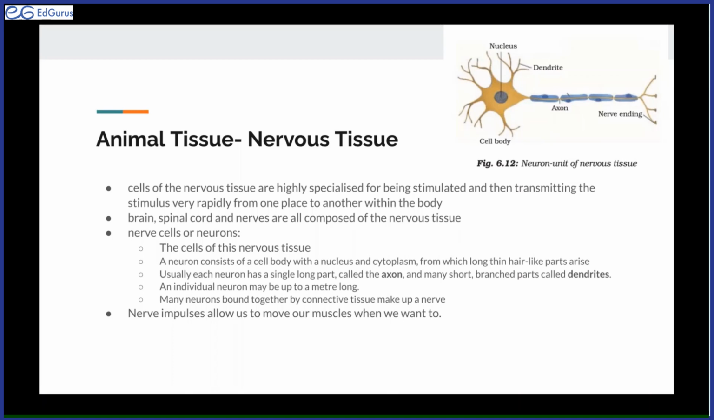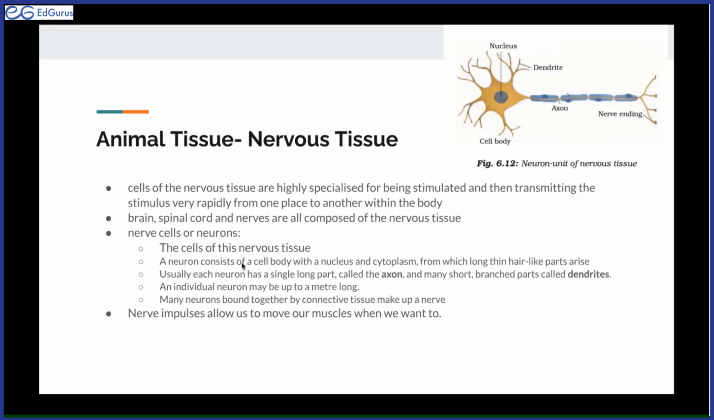So basically nervous tissue is throughout the body and they help transfer all of these feelings from where they are in the body to the brain. That is the main job of the nervous tissue, to communicate feelings to the brain. So the brain, spinal cord, and nerves are all composed of the nervous tissue. The cells of this nervous tissue, we know that tissues are made up of cells. So the cells of this tissue are called nerve cells or also called neurons.